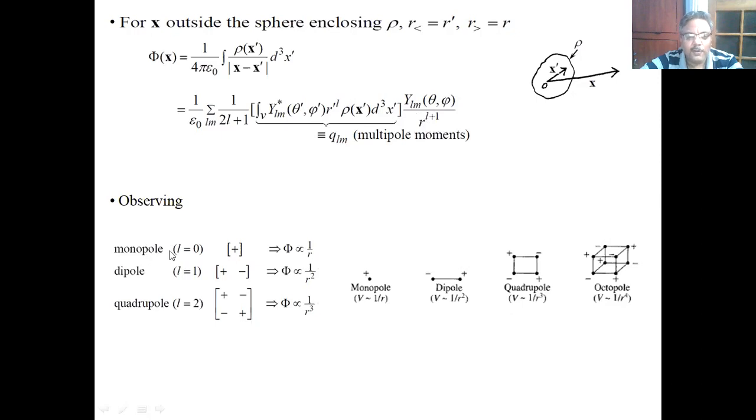For a monopole, like I said earlier, L is equal to 0. So if L is equal to 0, then this potential will vary as 1 upon r. This will give me a monopole. For a dipole, L is equal to 1. In that case, the potential will vary as 1 upon r square. Similarly, for a quadrupole, L is equal to 2 and the potential will vary as 1 upon r cube. Here you can view what we mean by a monopole, a dipole, a quadrupole, and an octopole.